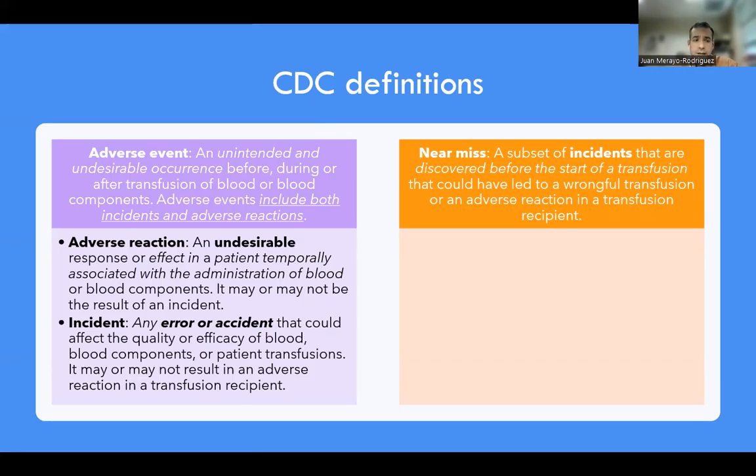Now, an incident is any error or accident that could affect the quality or efficacy of blood components for patient transfusions. It may or may not result in an adverse reaction in a transfusion recipient. Finally, a near miss is a subset of incidents that are discovered before the start of a transfusion that could have led to a wrongful transfusion or an adverse reaction in a transfusion recipient. Let's keep these definitions in mind.